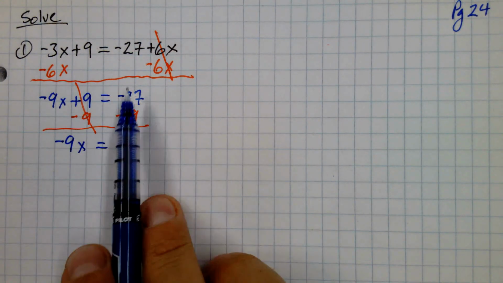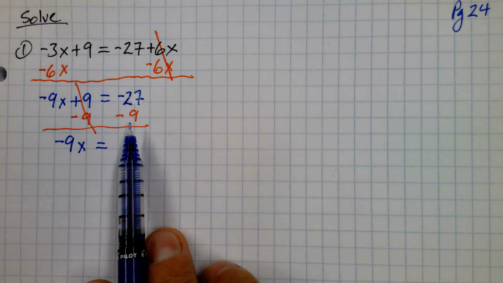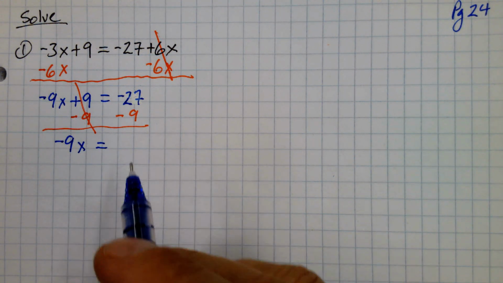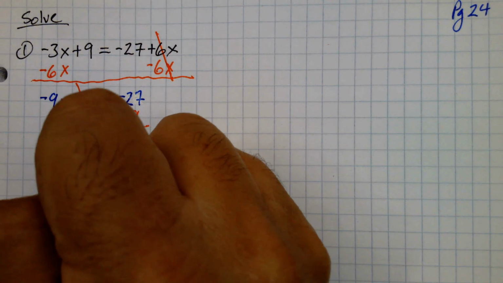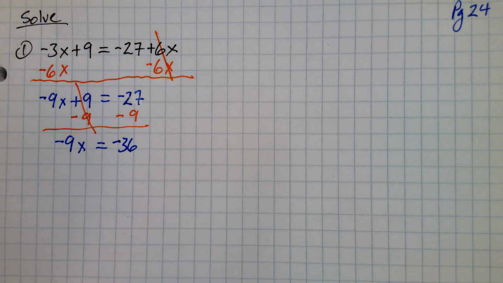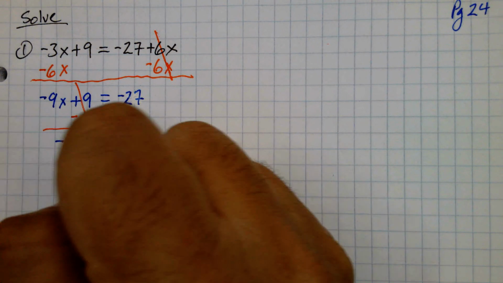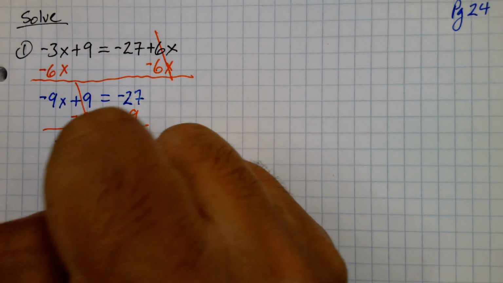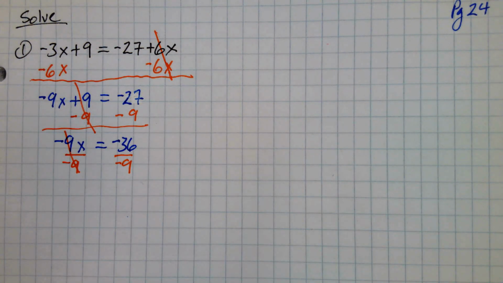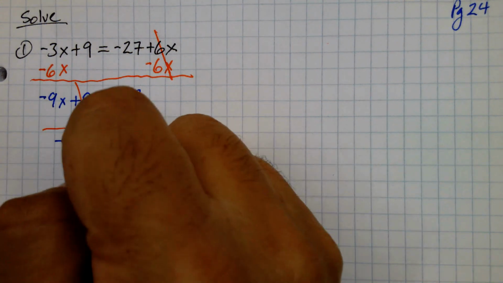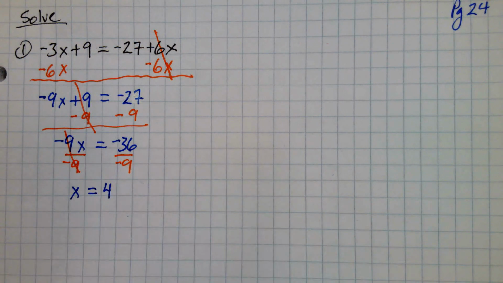Equals, I'm going to add negative 27 and negative 9. That's going to be a bigger negative, negative 36. Oh, look, 9 goes into 36, so this is going to work out nicely. So now I'm going to divide negative 36 by negative 9. I believe that's positive 4. Negative divide negative is positive. Our answer is 4.